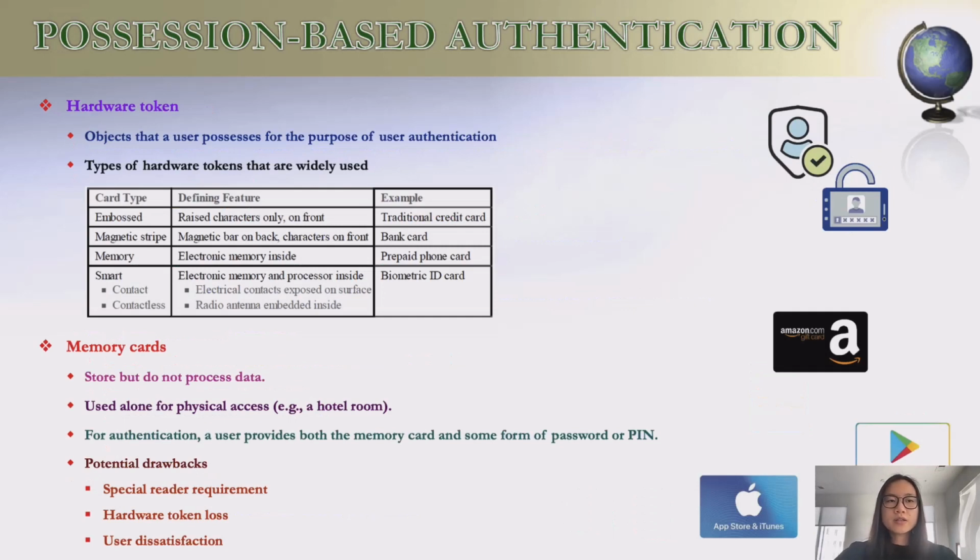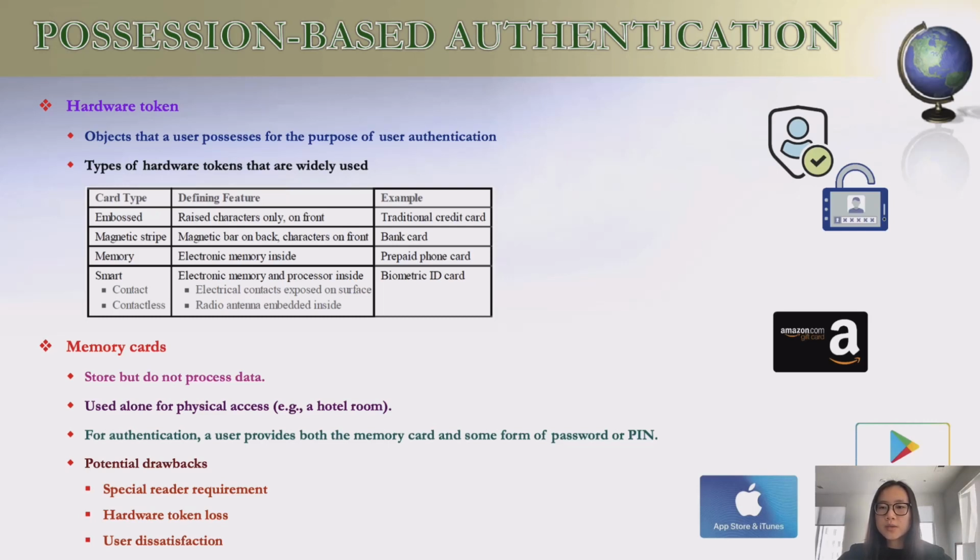Next, we're going to move on to possession-based authentication. Objects that are often used for the purpose of user authentication are referred to as hardware tokens. Several types of hardware tokens are widely used, and they're listed here on this slide. The first example of hardware token we're going to introduce is memory cards. Memory cards store data but do not process data, and the most common example of such cards are bank card or gift card, with a magnetic stripe on the back, which stores only a simple security code and can be read by an inexpensive card reader.